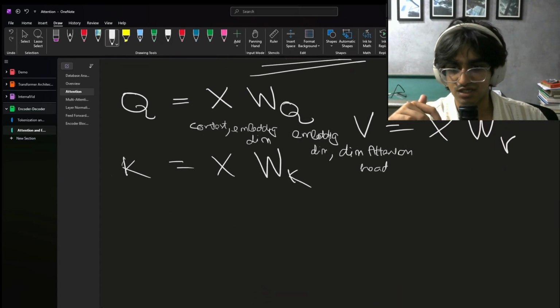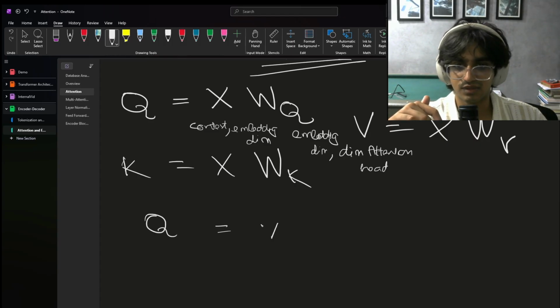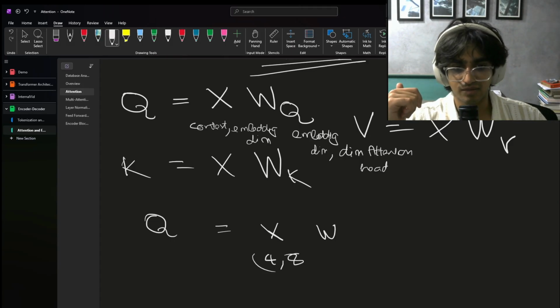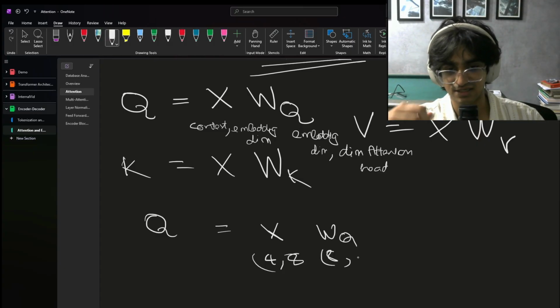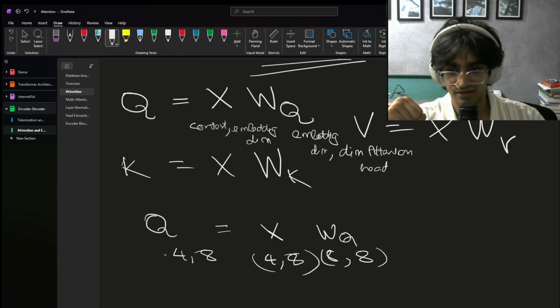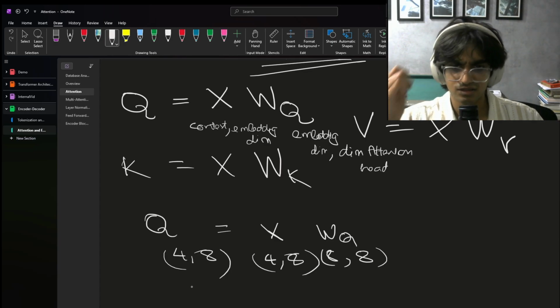So your Q will be X, and we're going to take 4 as the length. We've got 8 as the embedding dimension, so your WQ will have to be 8 by your head dimension, but in this case let's just take 8. So your Q ultimately will end up being 4 cross 8. Similarly for key, and then we've got the V for value.